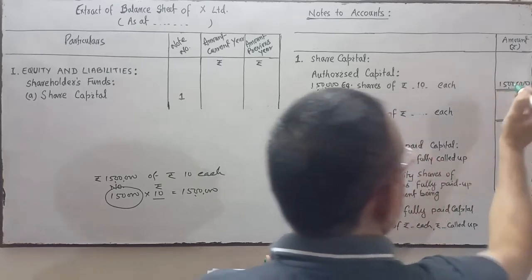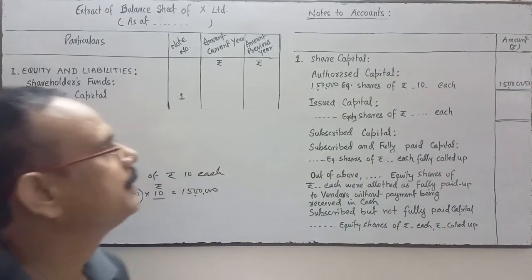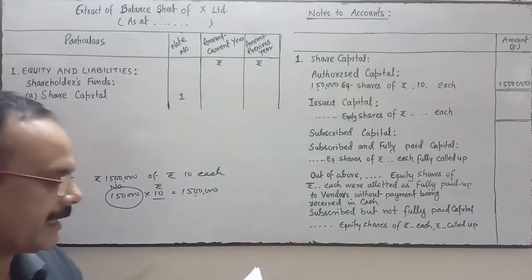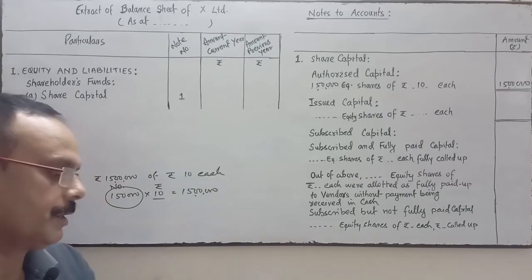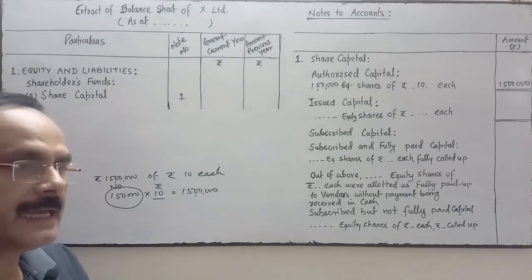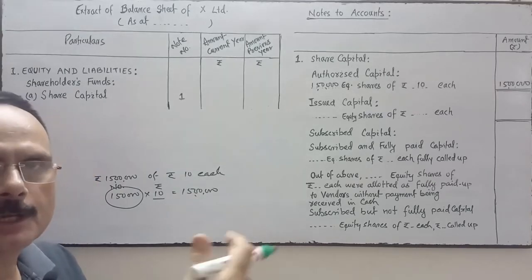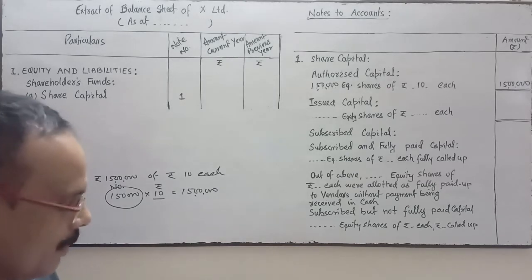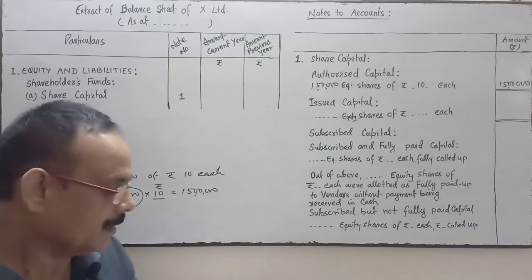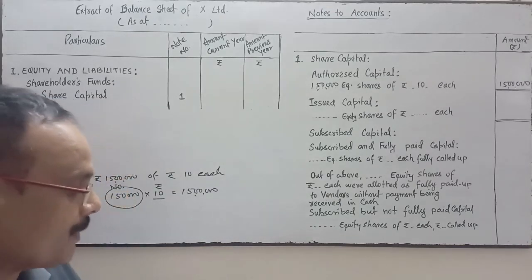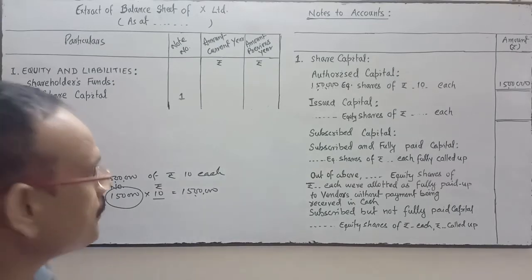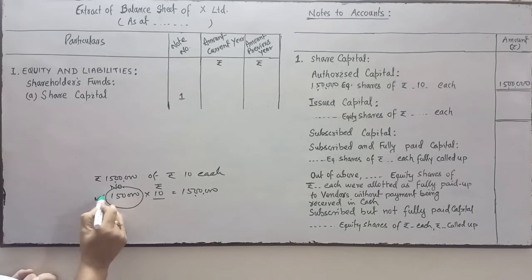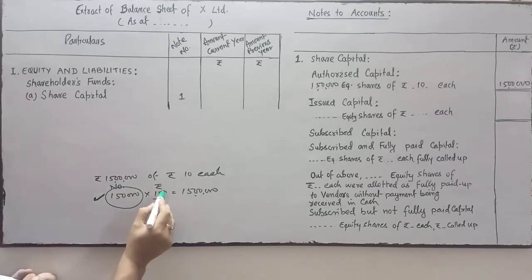Authorized capital is 15 lakhs. The information is given like this: X Limited was formed with a capital of 15 lakhs. When it says formed with a capital, it means it is the authorized capital, the registered capital, or you can say the nominal capital, divided into shares of rupees 10 each. So the number of shares will be 15 lakhs divided by 10, which is 1,50,000 shares of rupees 10 each.